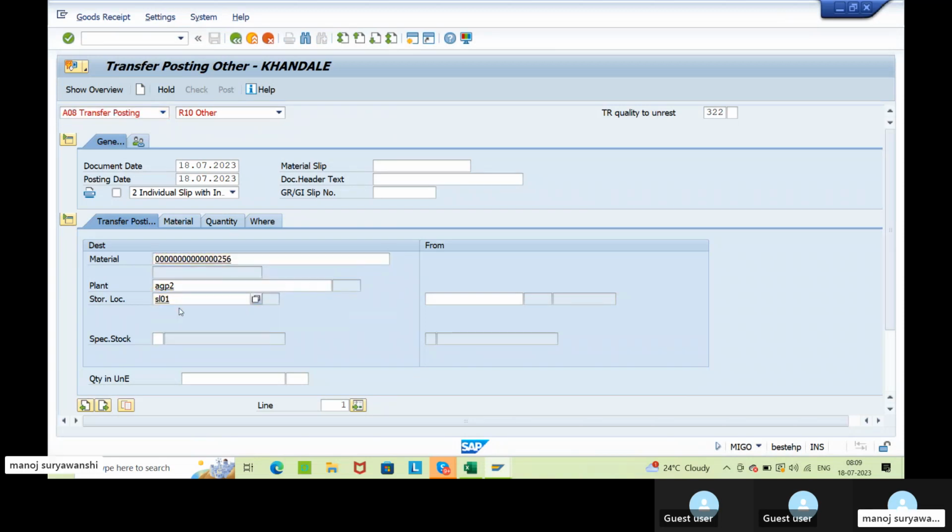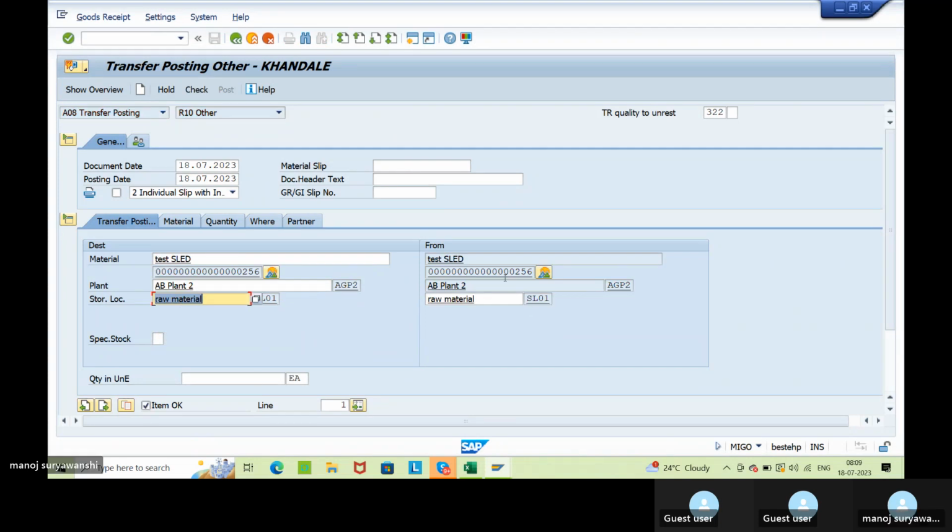Okay, so plant and storage location. If you see from material 256 to material 256, from plant AGP2 to plant AGP2, SL01 to SL01. So the source material, plant and storage location are same as destination material, plant and storage location. And how much quantity we want to transfer? Suppose I am transferring 30 quantities.